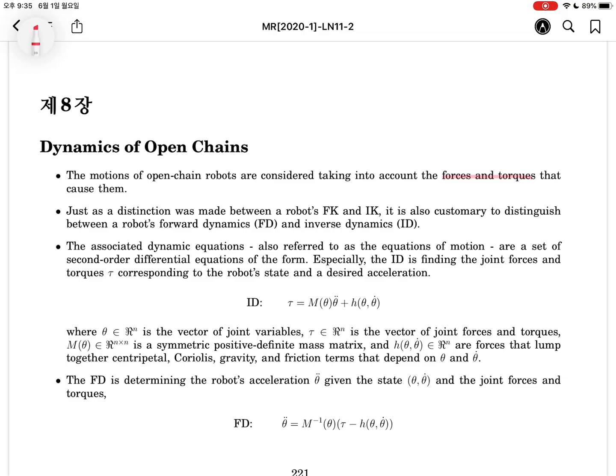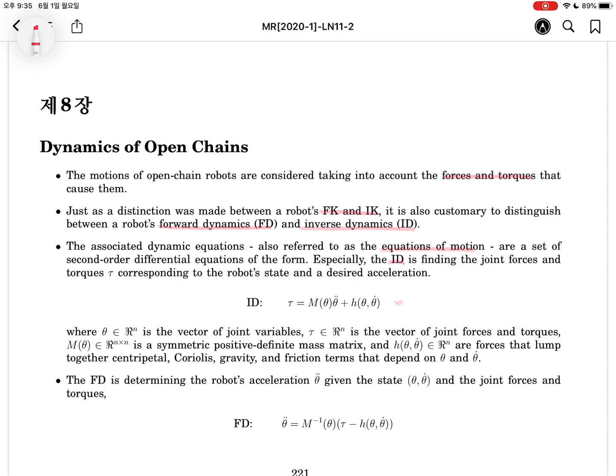Just as a distinction was made between forward kinematics and inverse kinematics, it is customary to distinguish between forward dynamics and inverse dynamics. You should be good at the concept of these two kinds of dynamics. The equation of motion is described using a second order differential equation.